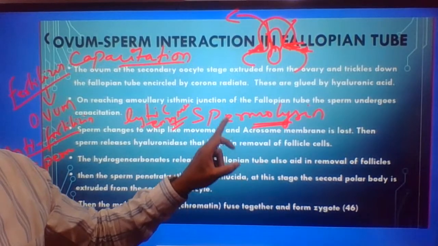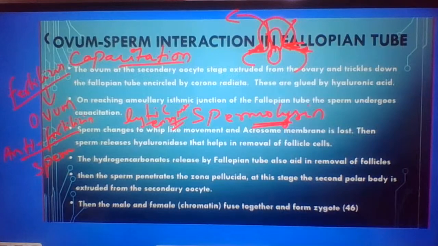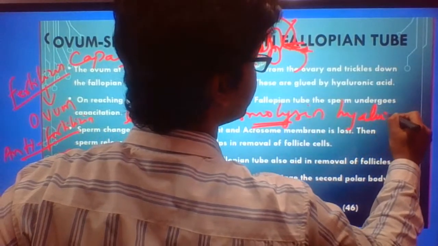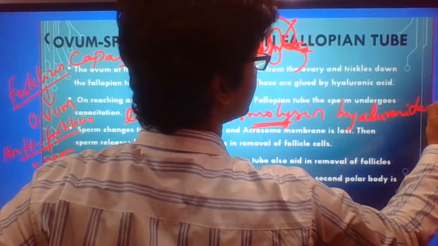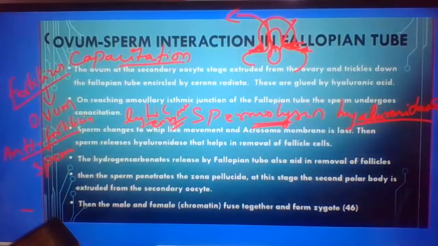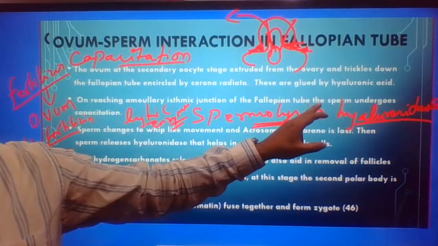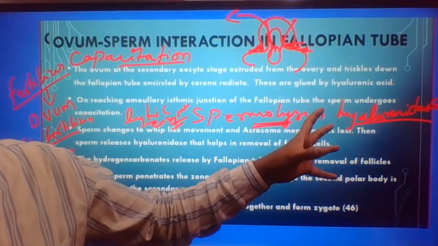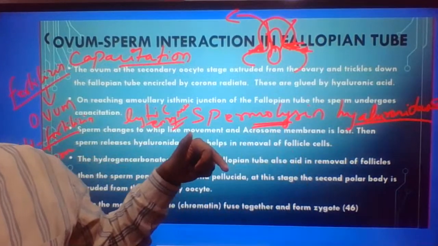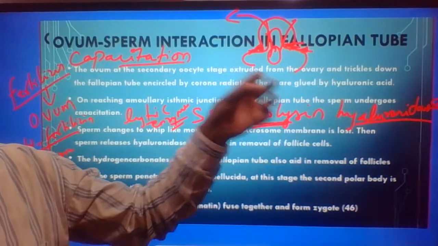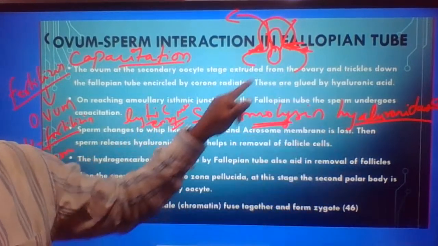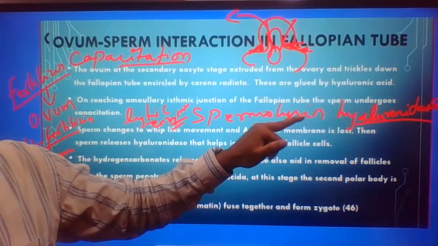Then we have an enzyme called hyaluronidase. This is a very important enzyme. We have the next spermolysin, hyaluronidase. This hyaluronidase acts like a glue, where it secretes hyaluronic acid, which prevents the attached sperm from coming back out. It acts like a glue which attaches onto the surface of the ovum, and also acrosin.